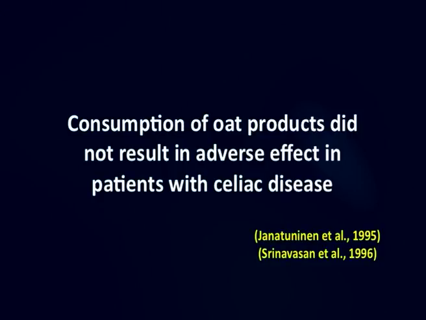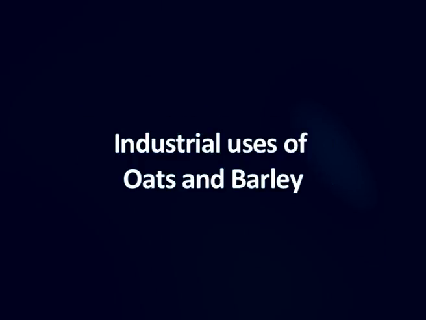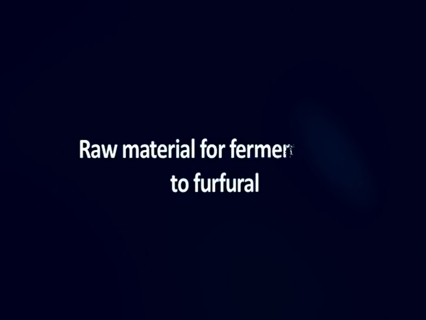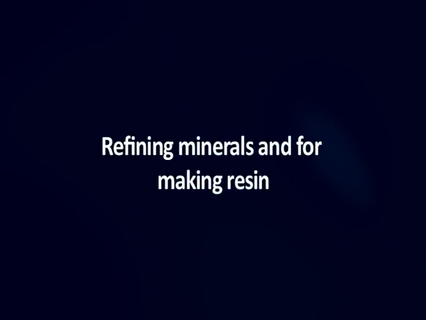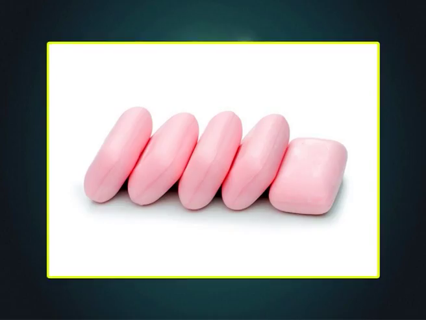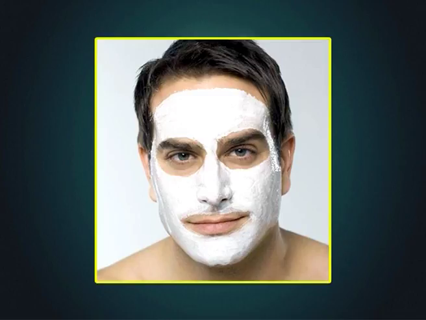Recent studies have shown that the consumption of oat products did not result in adverse effect in patients with celiac disease. Industrial uses of oats and barley. Oat hulls have also been used as a raw material for fermentation to furfural. Furfural is a chemical solvent used in refining minerals and for making resin. Oats have been used in a range of cosmetic products and cleansing agents, including soaps and facial masks.